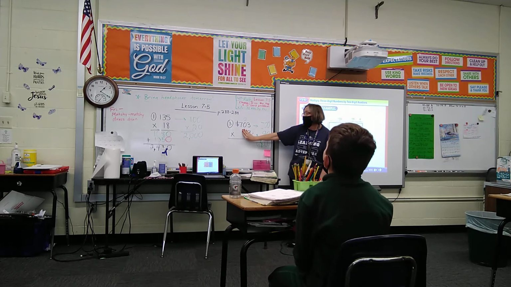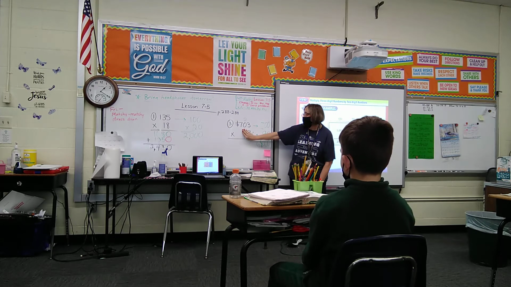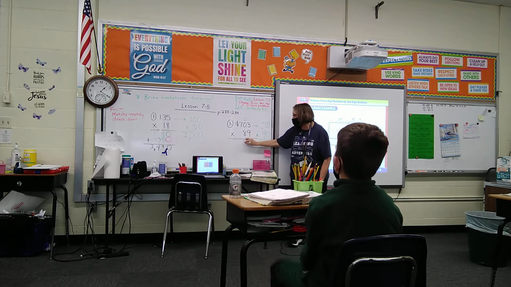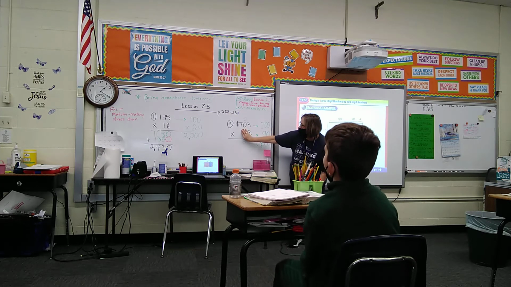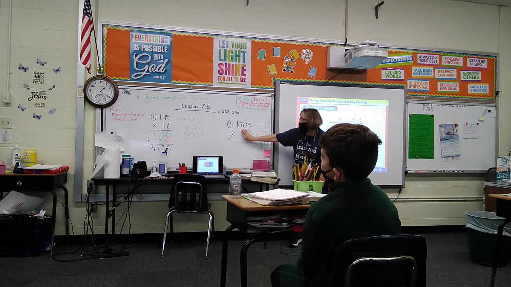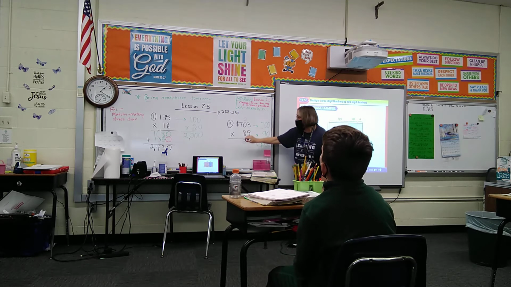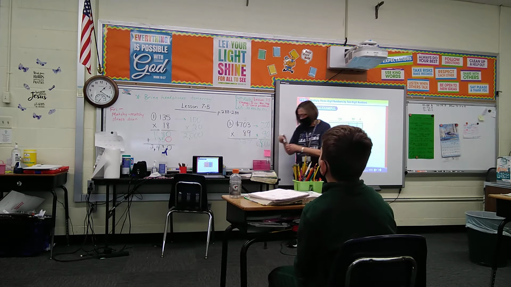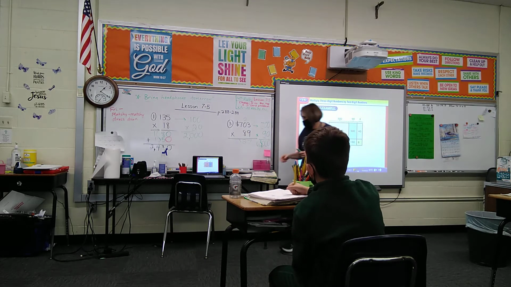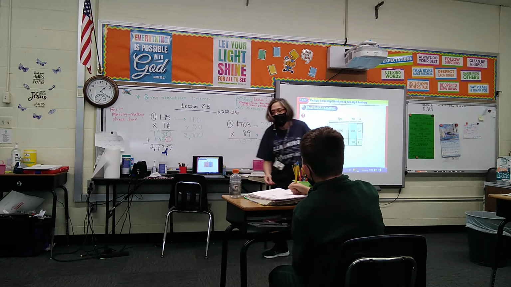0 times 9. 0 plus 2 is 2. Good. And then 7 times 9. Which is? 63. Good. We don't need to worry about our commas. Is she right? Alright? You may.